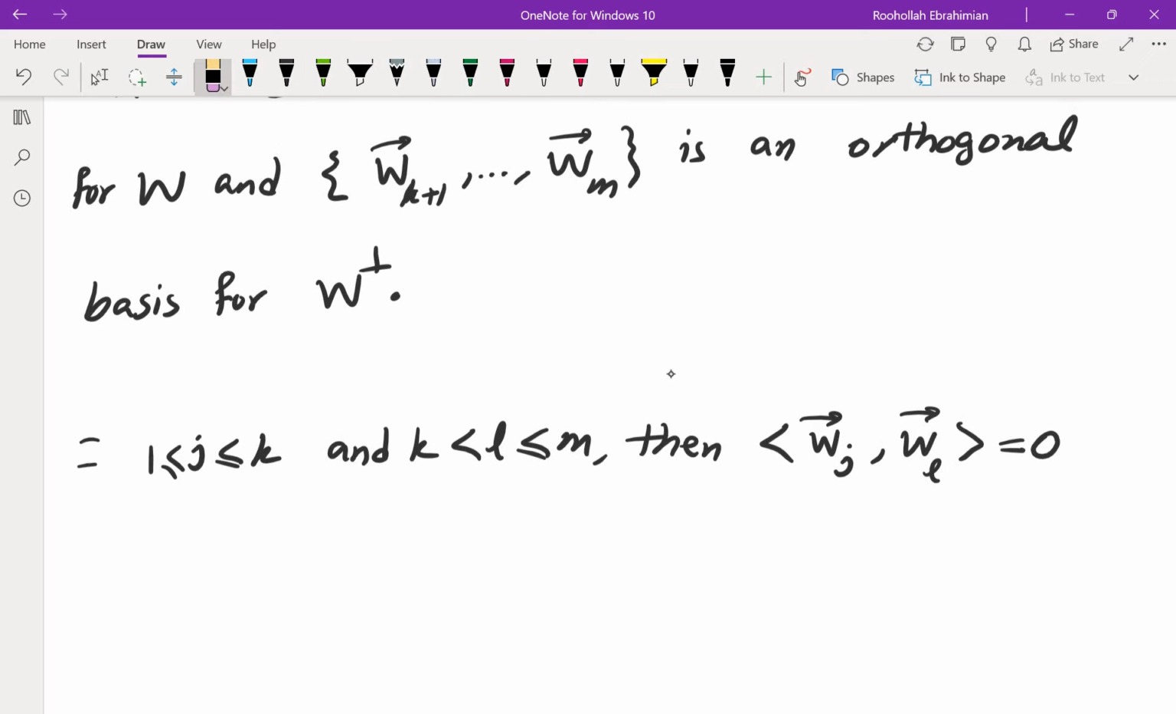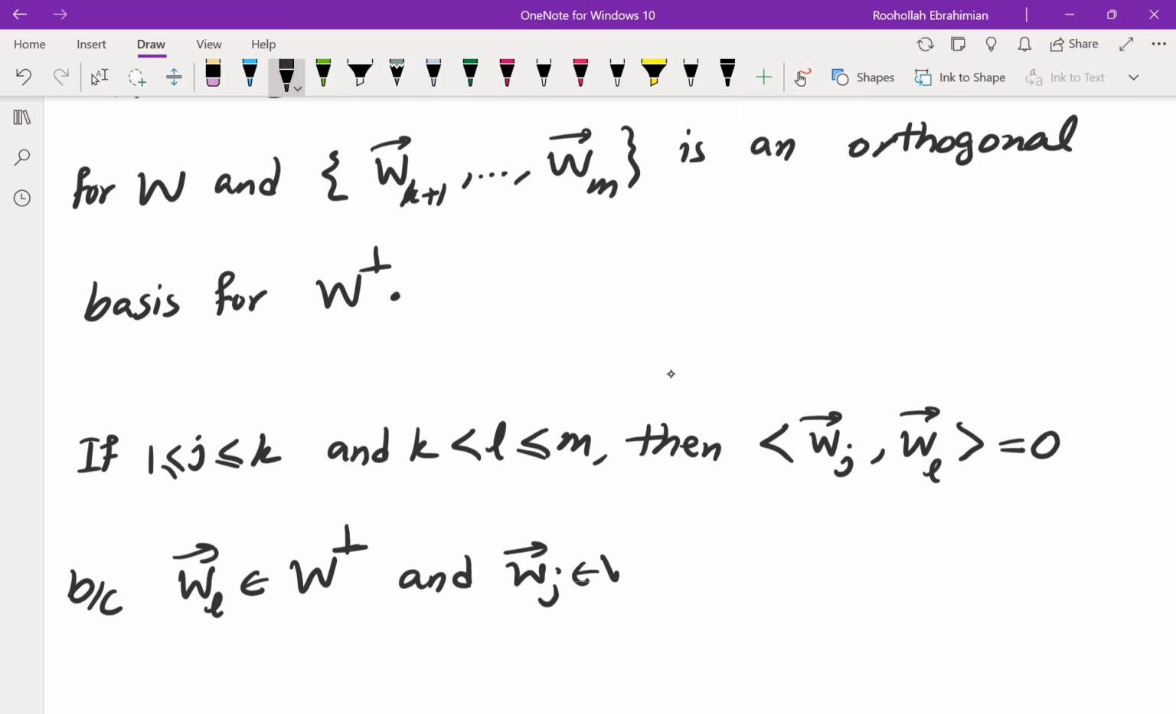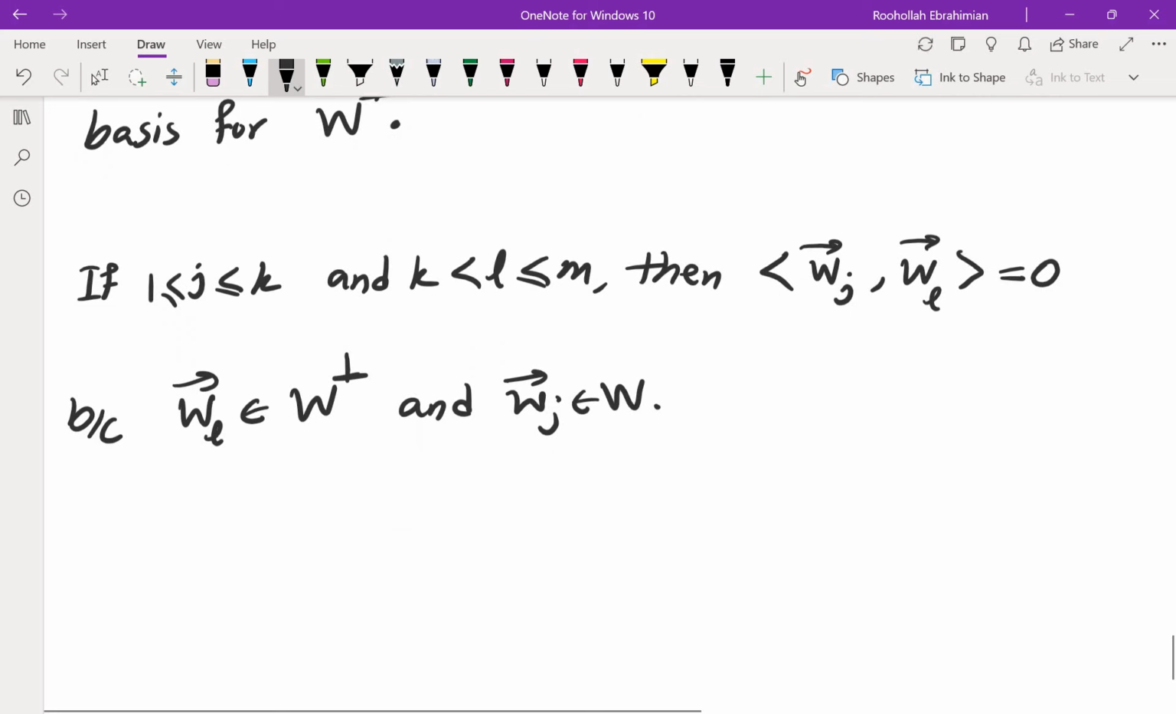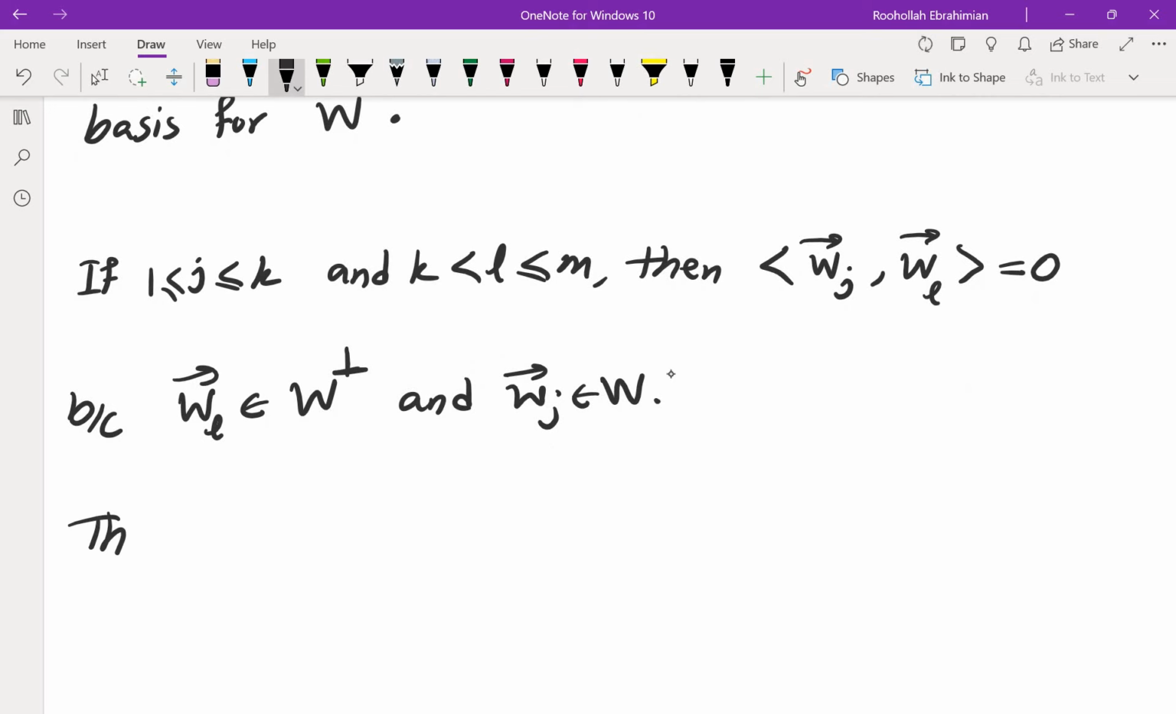So this is 0. This is because wl is in W perp. So wl is orthogonal to everything in W, and wj is in W, therefore the inner product of wj and wl is in fact 0. So now, what does this mean? This tells us that the vectors w1 through wm are orthogonal.